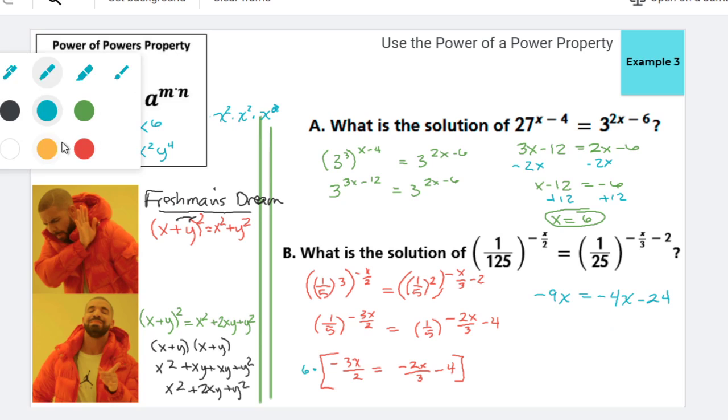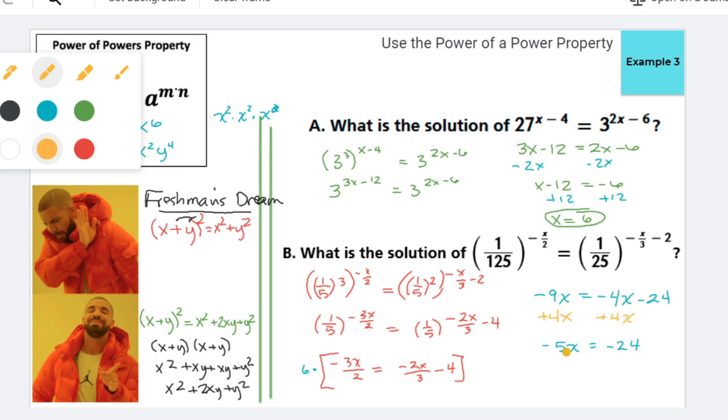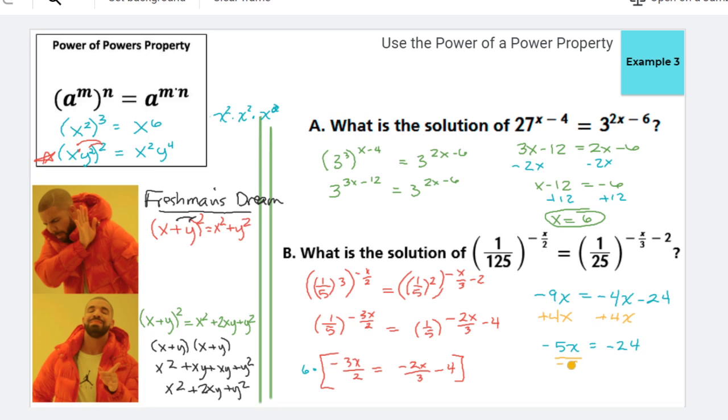So now we're going to try to get all our x's onto one side. So since I have this negative 4x, I'm going to add 4x to each side. And that leaves me with negative 5x equals negative 24. Now that negative 5 and x are being multiplied together, so I'm going to divide by negative 5. So I get x equals, a negative times a negative cancels out, and I get 24/5. Kind of an ugly answer, but there it is.